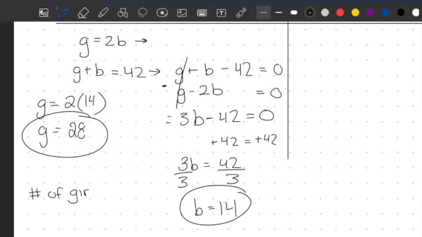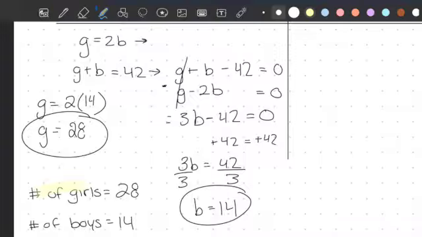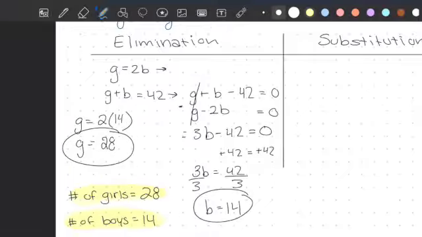So the number of girls equals 28, and the number of boys equals 14. Now you can double check this just by adding them together and making sure that it equals our total. It does. So that is our final answer using the method of elimination.